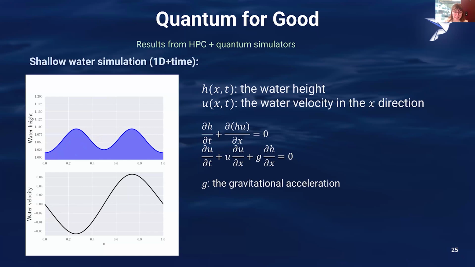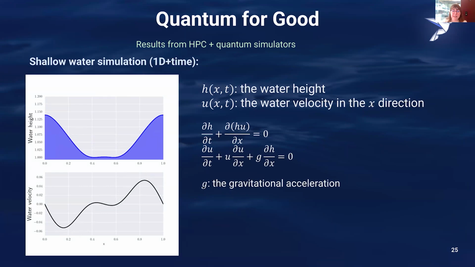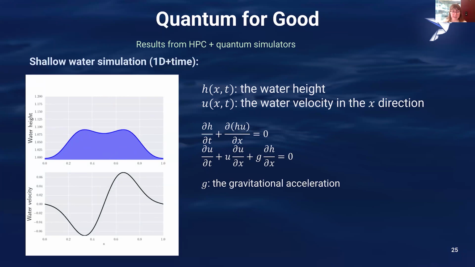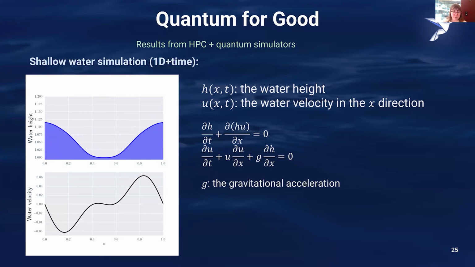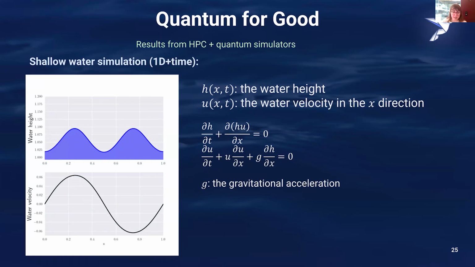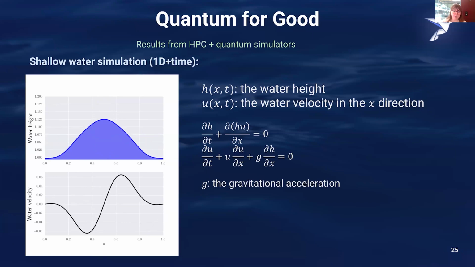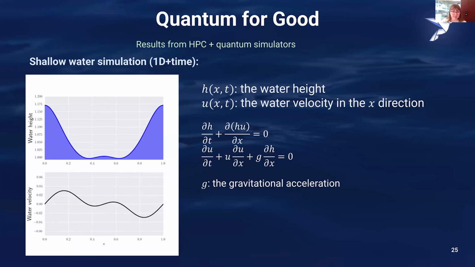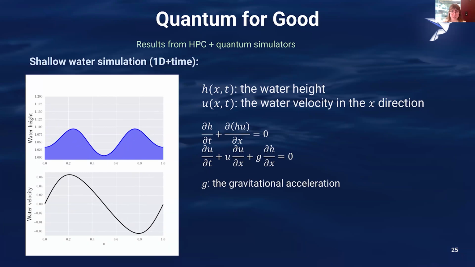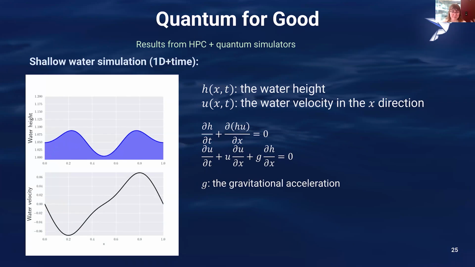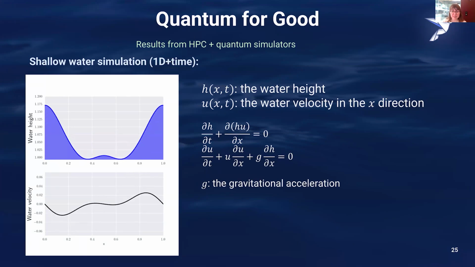This is another example that I really like from our Quantum for Good project. So the shallow water equations are used in climate simulations to model catastrophic events like tsunamis and floods. Essentially, they're a version of the Navier-Stokes equations, which you're probably familiar with, but they're reduced by 1 dimension. So we derive the shallow water equations by assuming that the motion of water in the vertical direction in the Navier-Stokes equation is negligible compared to the movement of water in the horizontal direction, so hence shallow water equations.